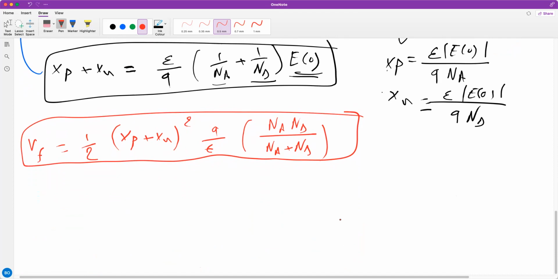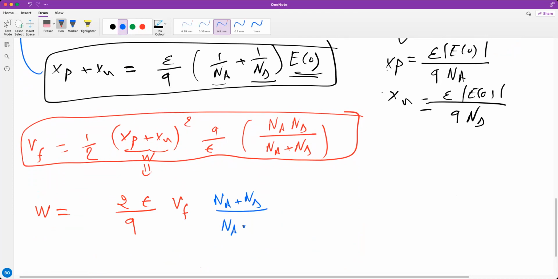Obviously, what is this? This is the width. This means that the width of the PN junction, which is one of the most important things in the PN junction, can easily be extracted from here, isolated, and this will give me 2 epsilon over Q, the built-in potential, and then NA plus ND over NA times ND, and everything to the power of 1/2. All I did was isolate this one.